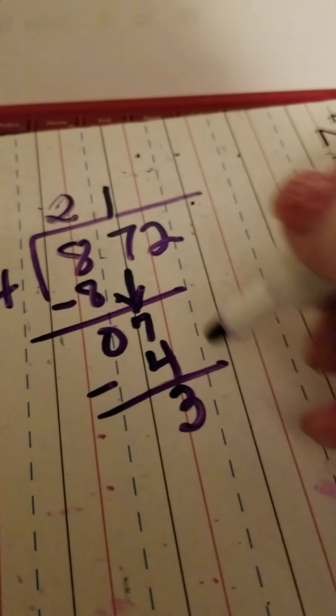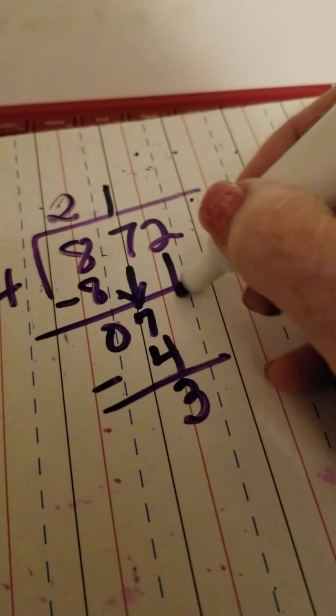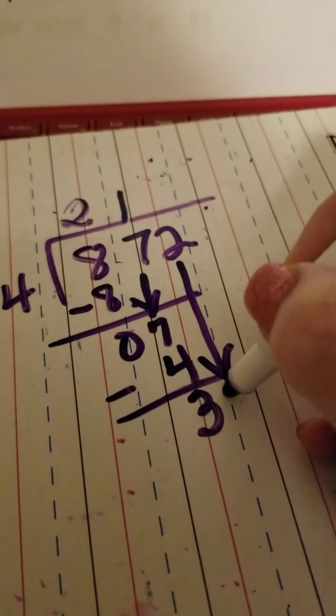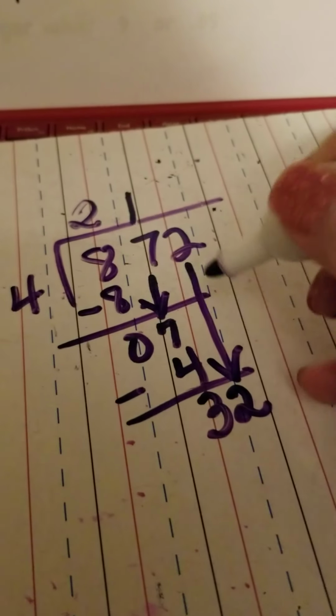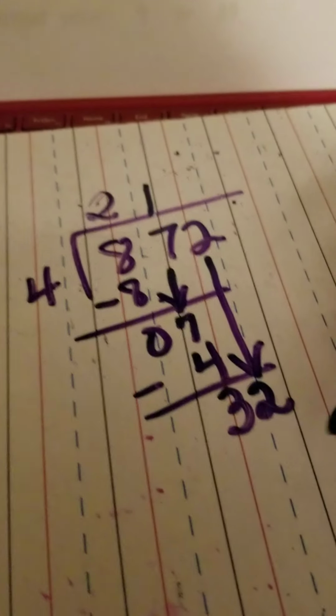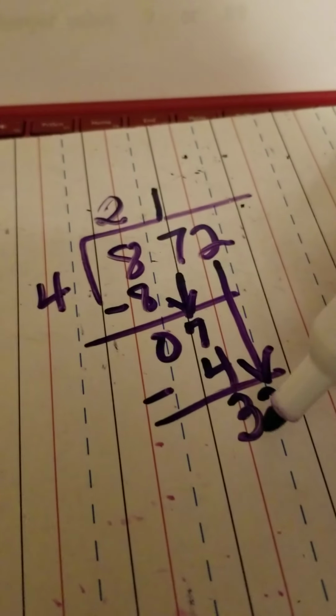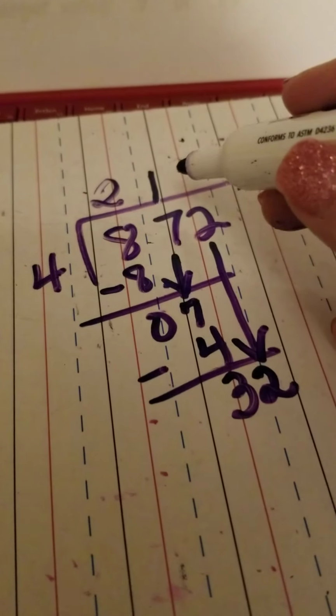Subtract. Okay, can 4 go into 3? No. Bring down and repeat. So you're going to put a 2 here. 4 into 32. How many times can you multiply 4 to get to 32? And then that number goes here.